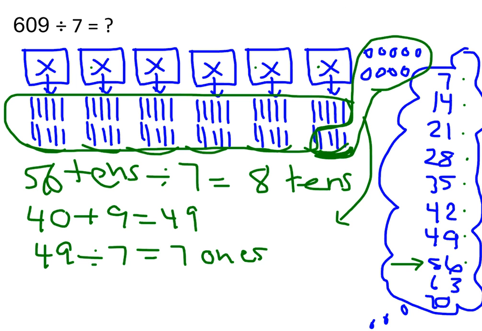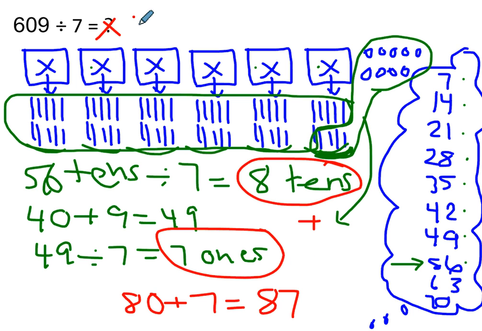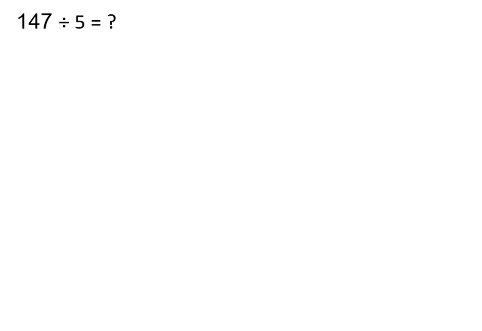So to figure out your final answer, you know you're going to have 8 tens and 7 ones. So you need to add this up. 8 tens, that's 80, plus 7 ones, that's 7. So your answer is 87. So now you have your answer to your 609 divided by 7. Let's try one more example.